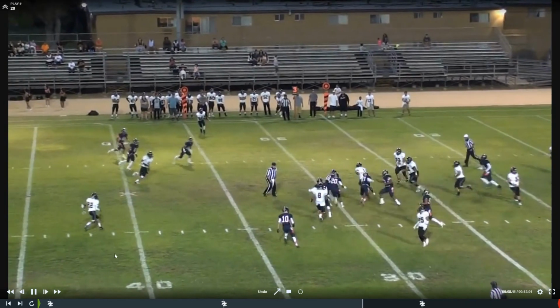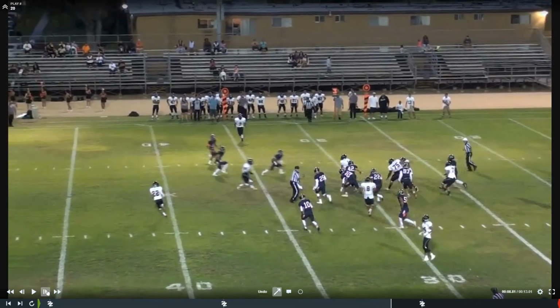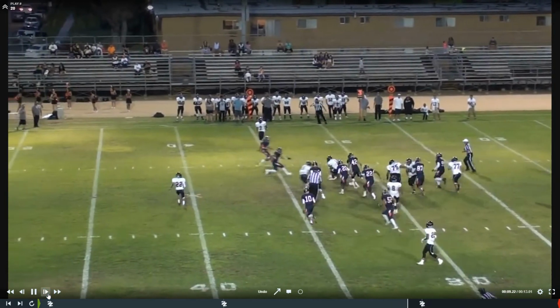Now, when that turn happens, and we see him gaining speed, the antenna should go up, as I always say. This is an abnormal action by this receiver. And we know on broken plays, this is when we see blindside blocks, blocks in the back, and in this case, block below the waist. So let's just watch it from here.